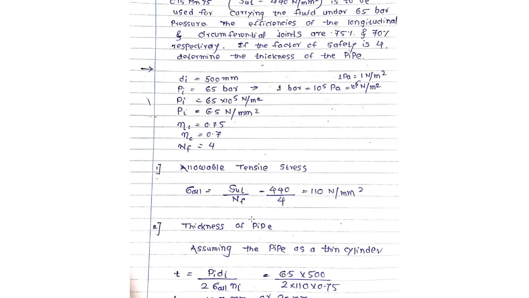For the thin cylinder, the formula we already wrote in the last video is t equal to p into d divided by 2 times sigma allowable into ηl. P they have mentioned, D also they have mentioned, the allowable stress is 110, and remember in that formula we take only ηl, the longitudinal efficiency, and this value is 0.75. Once you put all these values, you get the value of t as 19.7, which is approximately 20 mm.